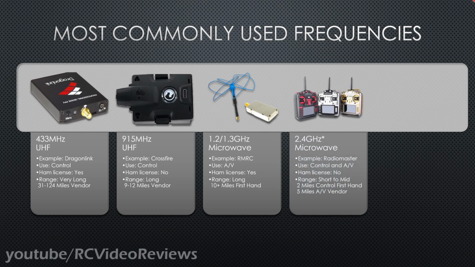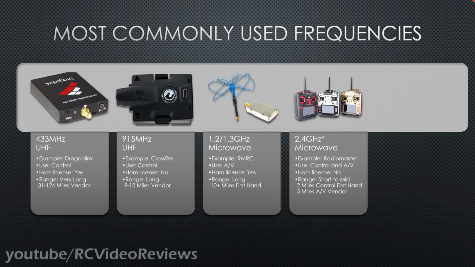Next up is the 2.4 gigahertz frequency. This is a microwave frequency, and one example of a product utilizing this particular frequency is a standard radio that you take to the field, like the Radiomaster TX16S. A lot happens in 2.4 gigahertz. Its primary use is control, but it can also be used for AV. A ham license is not required to utilize a Part 15 certified radio.